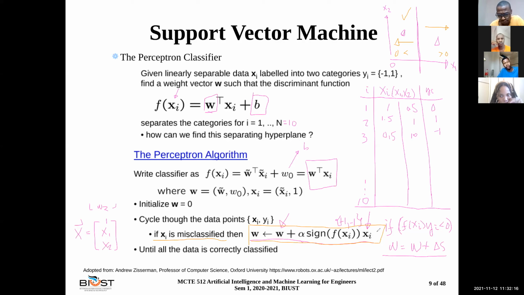Somehow we want to correct it, hoping that eventually, as you go through all the iterations, it will become corrected so that now you can classify them accordingly. Then the question is, why do we say that if f of xi times yi is less than 0, it is a misclassification?